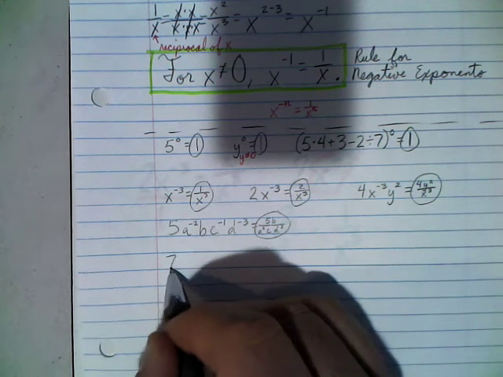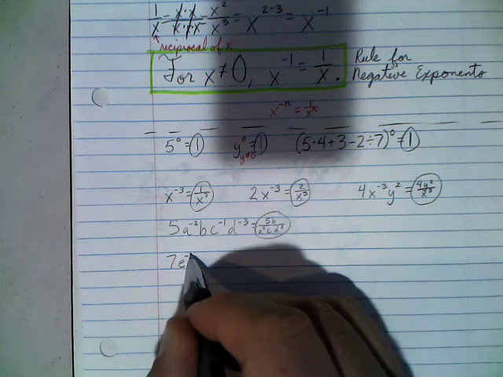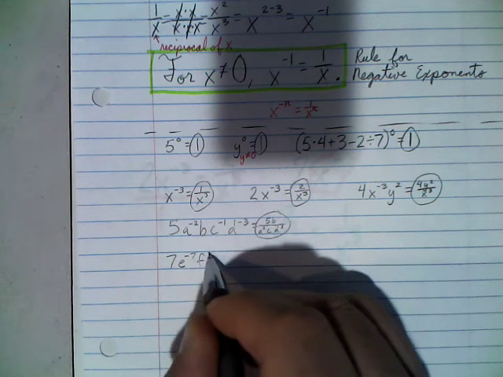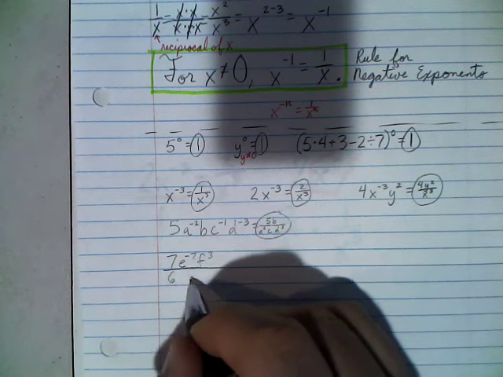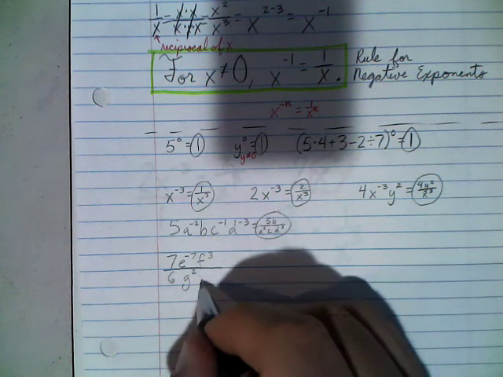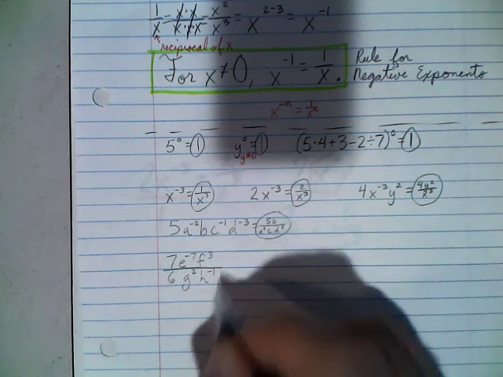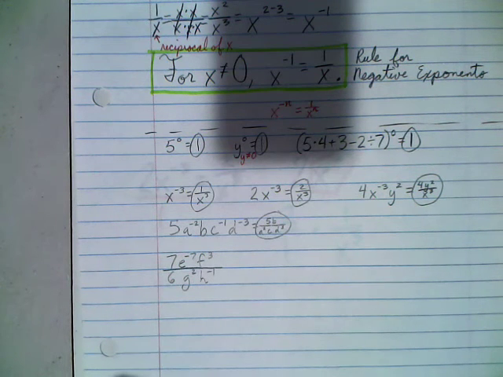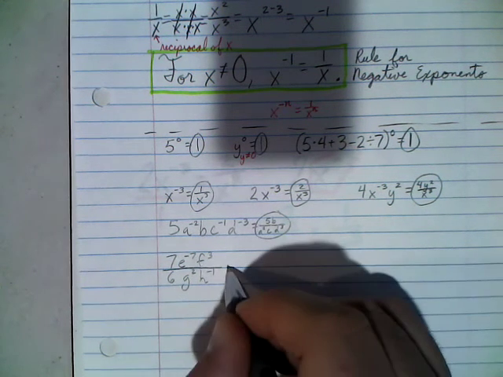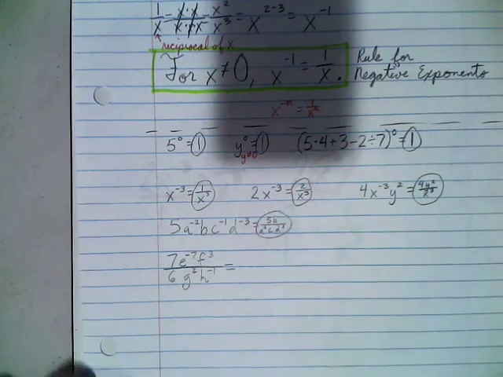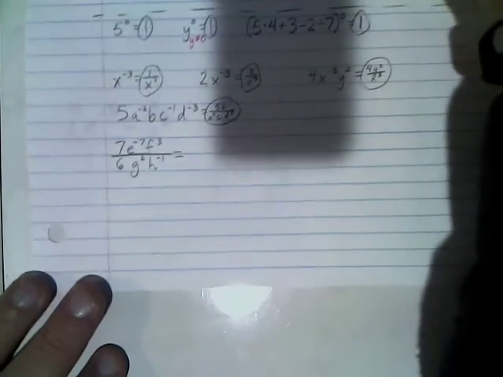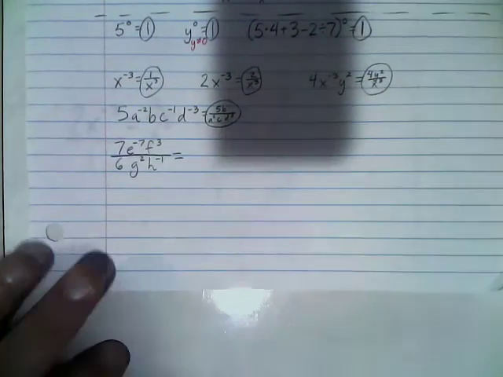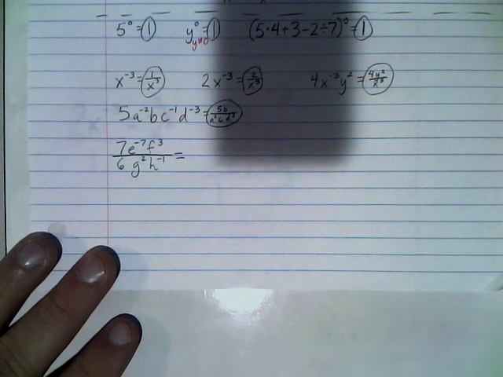So let's say I had 7e to the negative 7th power f cubed all over 6 g squared h to the negative first power. So once again, the only things that are going to move are those things that have a negative exponent. So negative exponents make reciprocals. Reciprocals means the fraction inverts. In other words, a numerator becomes a denominator becomes a numerator.